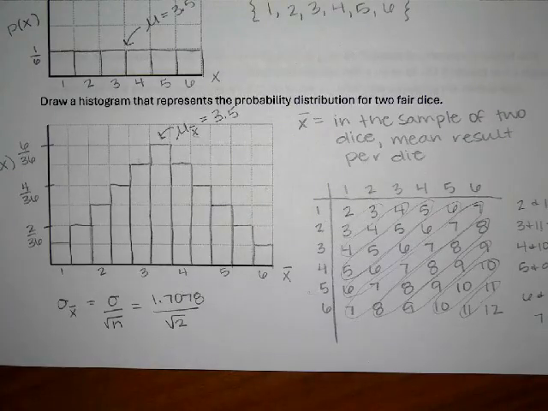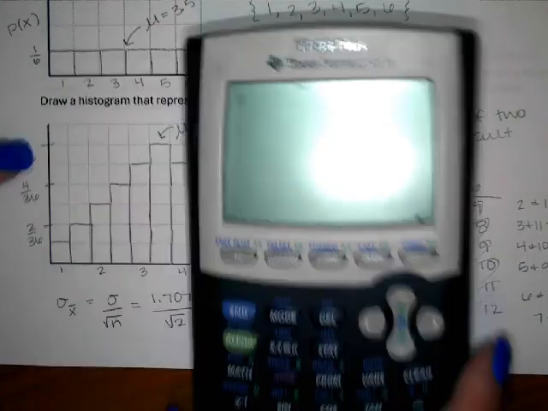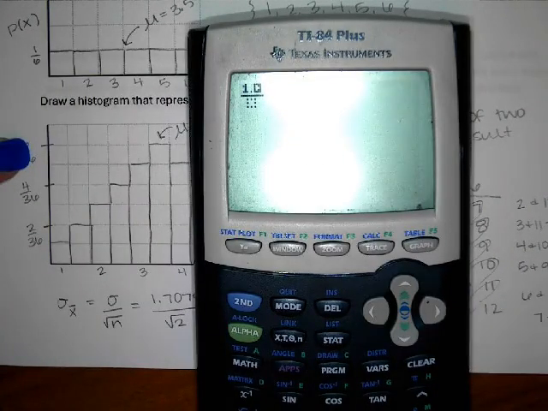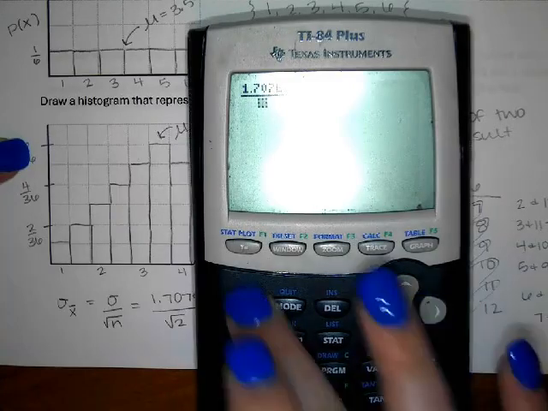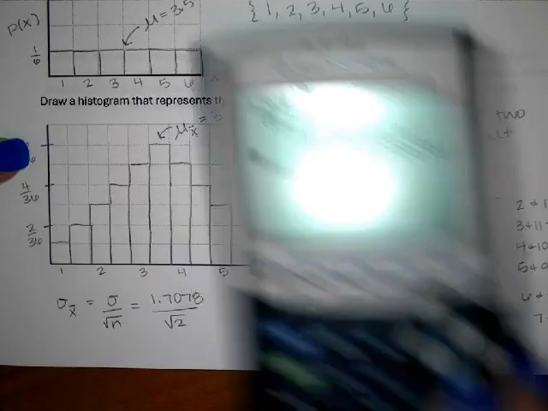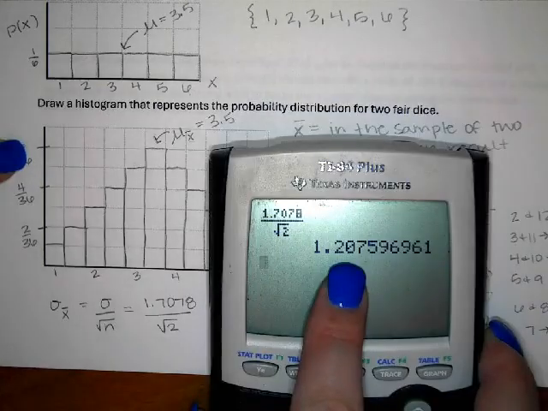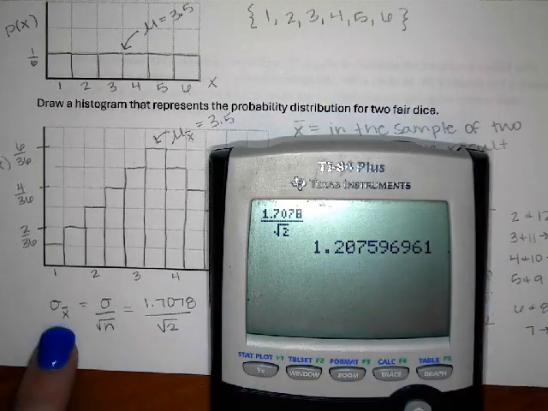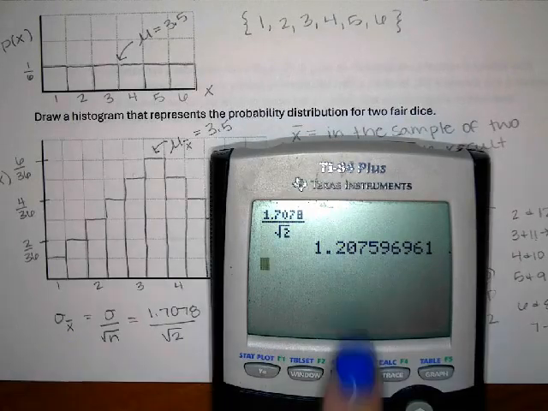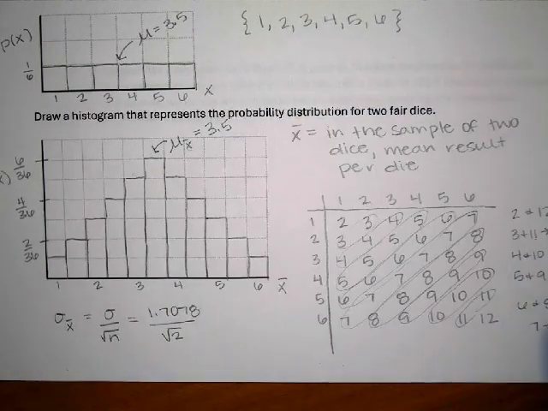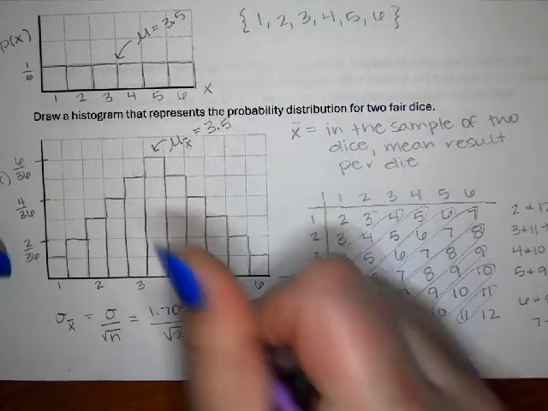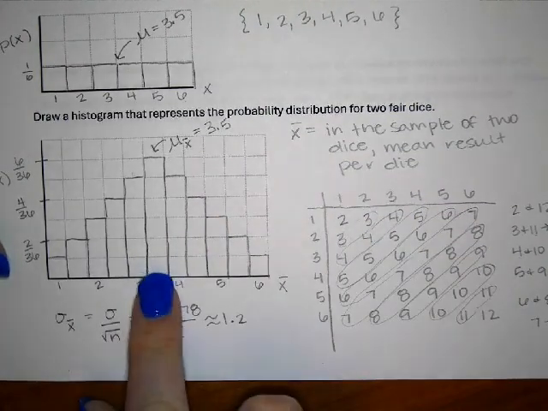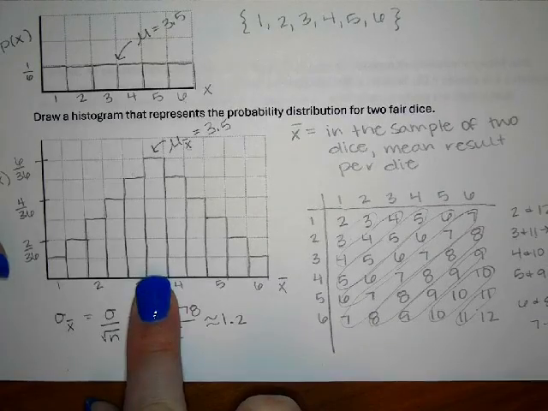And we'll go ahead and calculate that. 1.7078 divided by the square root of 2. And so we can see that the standard deviation for the sample means, standard deviation of x bar, is 1.2, which fits what we're seeing in the graph. We're seeing that this graph has a little bit less spread than this histogram did.